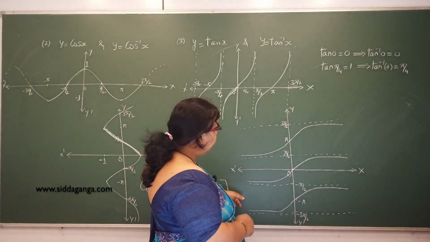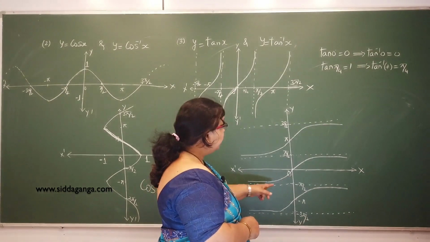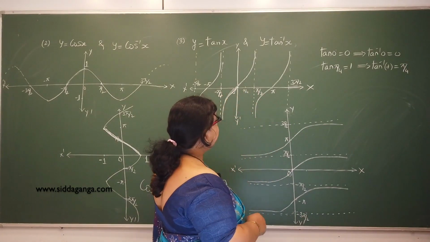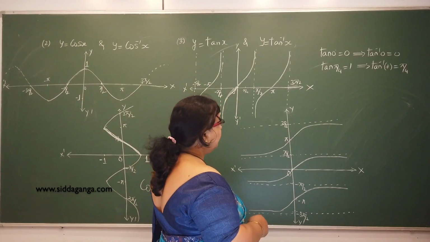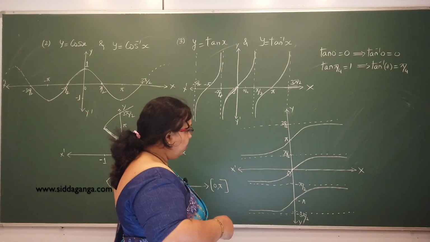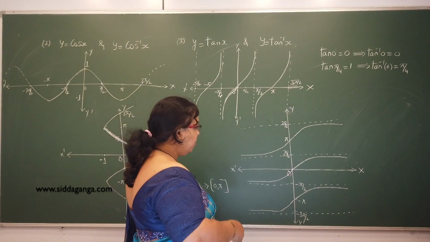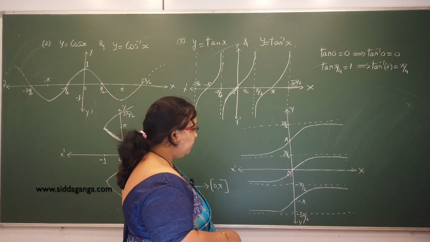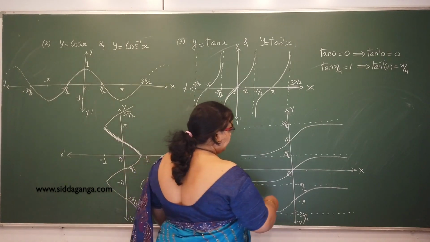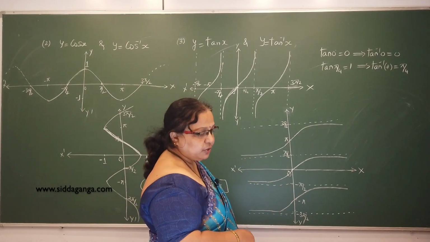So that is tan inverse, it is a function where the domain is R and the range is the closed interval minus pi by 2 comma plus pi by 2. So now this is the graph of y equal to tan inverse of x.